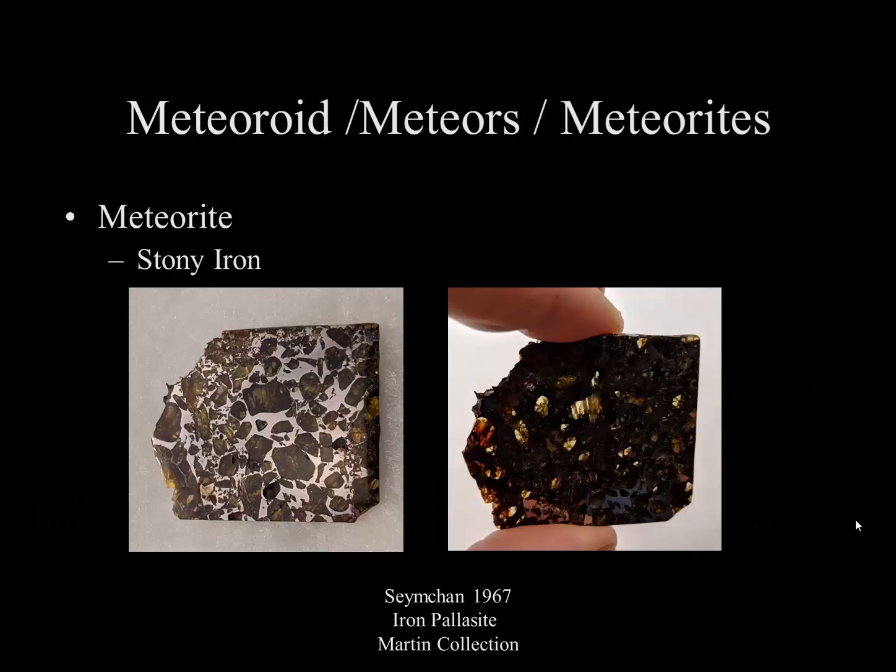The third group are the stony irons. This is a slice of a meteorite that fell near Magadan, Russia. Here we can see olivine or peridot mineral crystals growing inside the metal matrix. This likely came from the core-mantle transition zone in an asteroid.